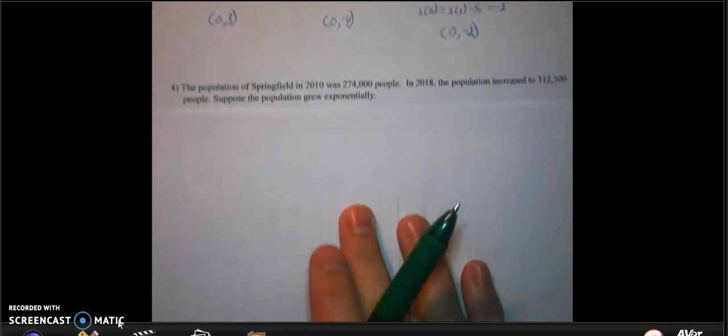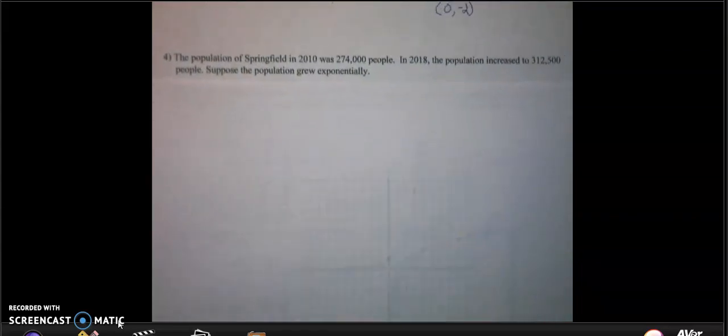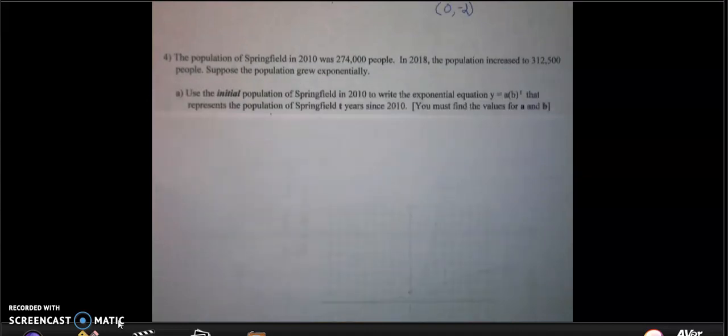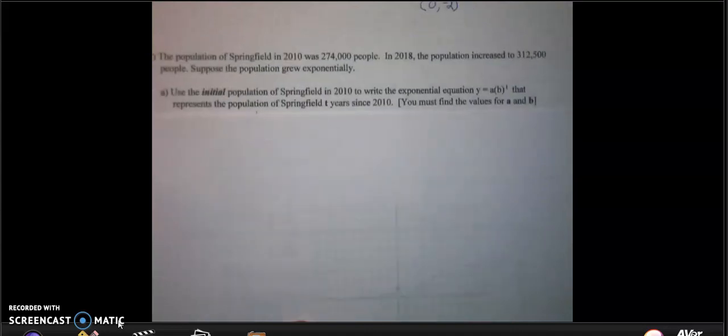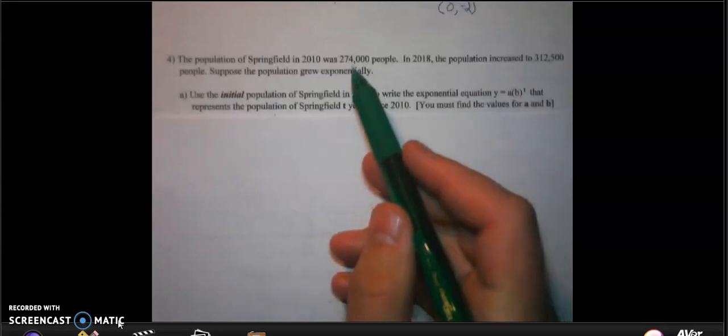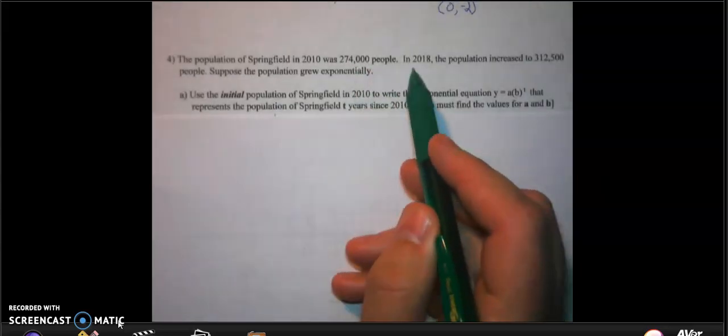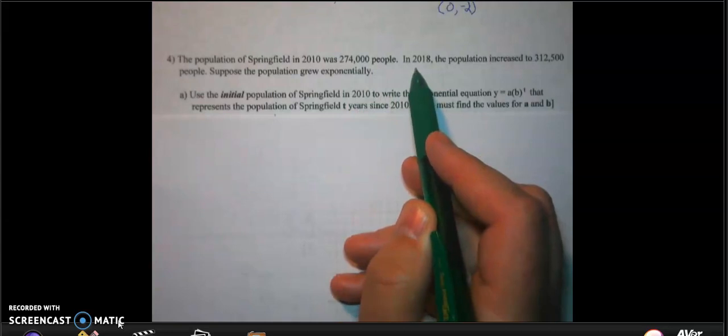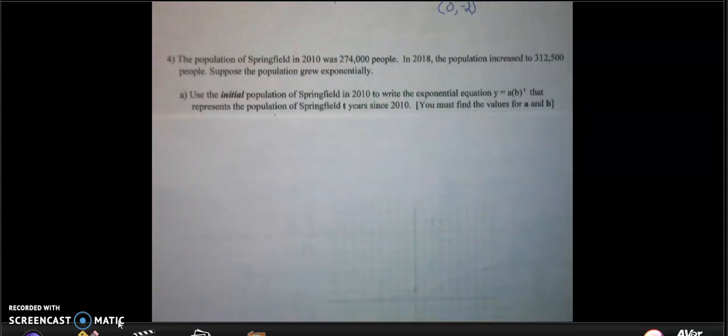Going on to the next part. We're given that the population of Springfield in 2010 was 274,000 people, and then it increased to 312,500 in 2018. It tells you the population grew exponentially. So we're going to use basically those 2 points to write an exponential function that satisfies the situation.